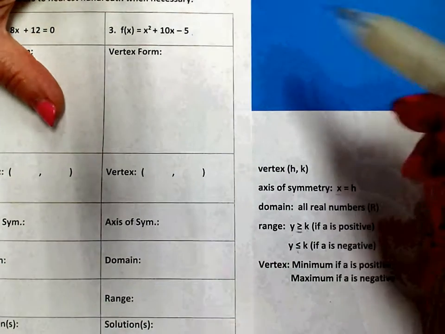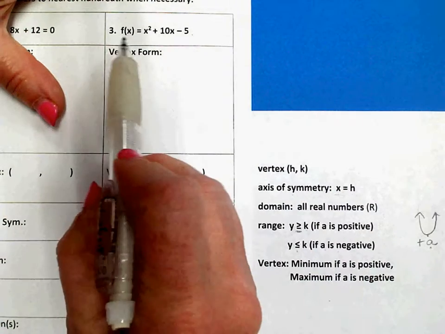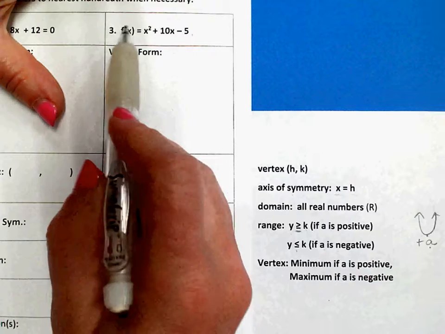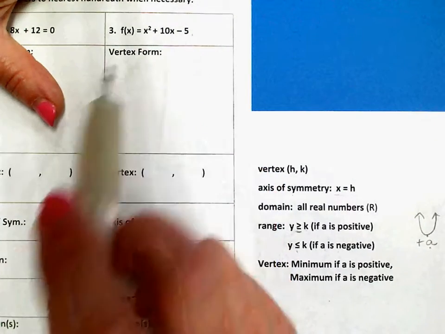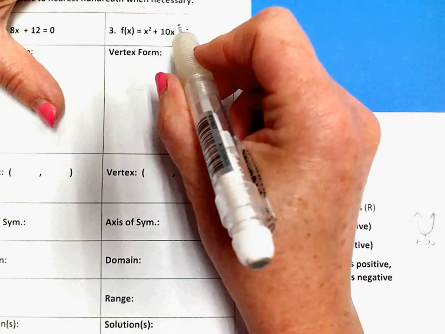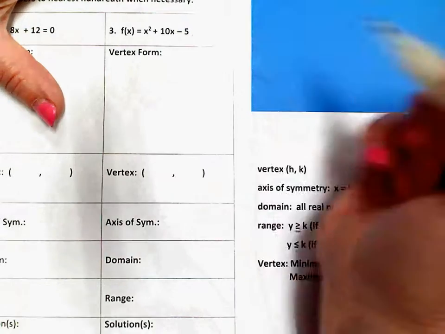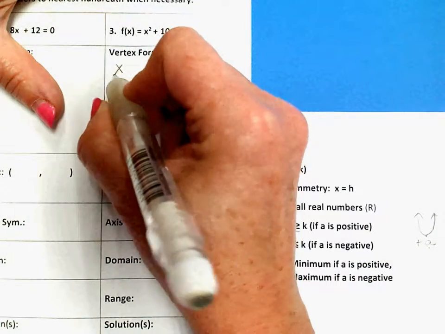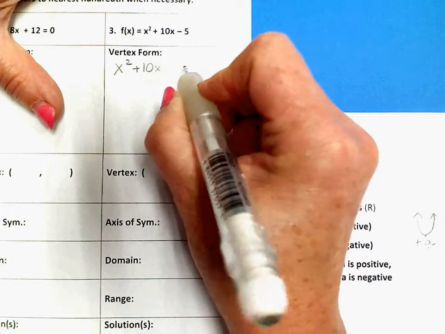Alright, we're going to put number 3 into vertex form. This one is equal to f of x, which is the same thing as a 0. So we've already got the first step done. All the terms are on the same side. So now I'm going to figure out what I'm going to have to squeeze in between this 10x and this negative 5 in order to make this a perfect square trinomial. So I have my x squared and my 10x, and I'm scooting my minus 5 over.